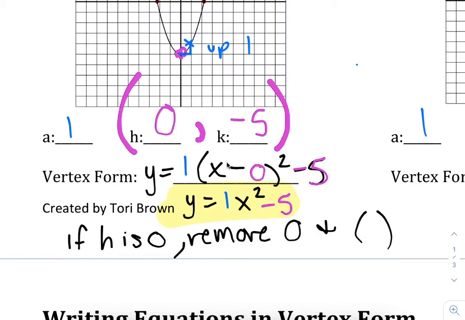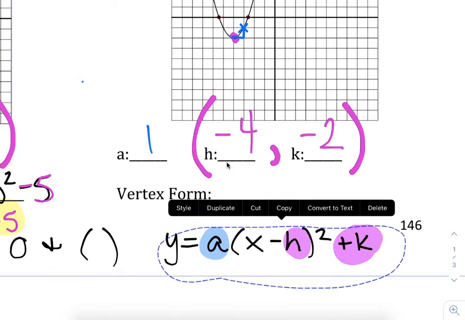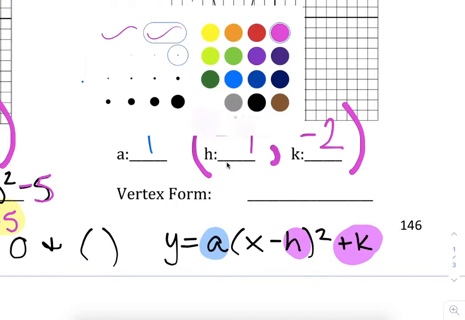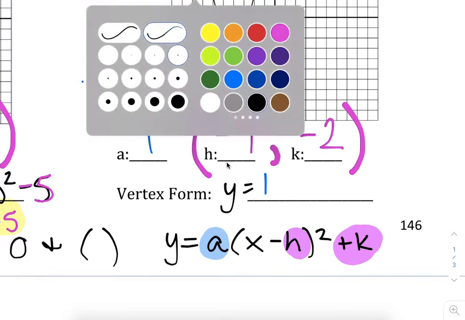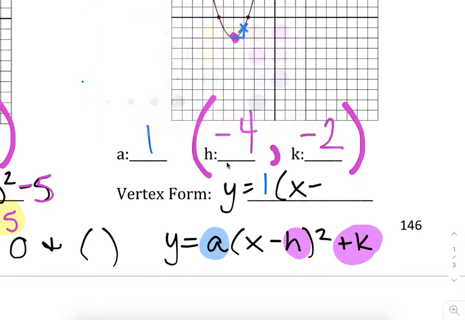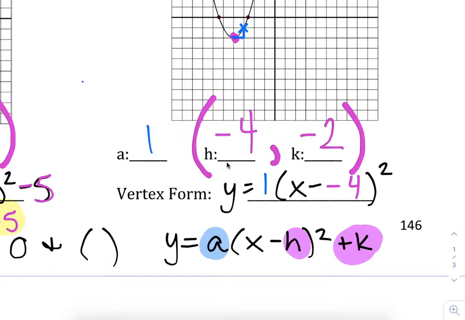All right, let's do one more on this front page. One more time I'm going to write my formula down here so you can see it. You don't have to write it every time. You're writing in y equals, my a is 1, parenthesis x minus, we're seeing that same number again, minus 4 for my h. Close the parenthesis and make my squared, and then we have a minus 2 on the end.